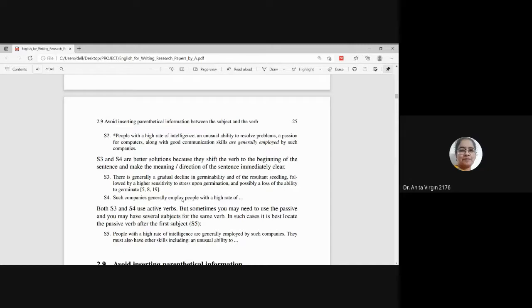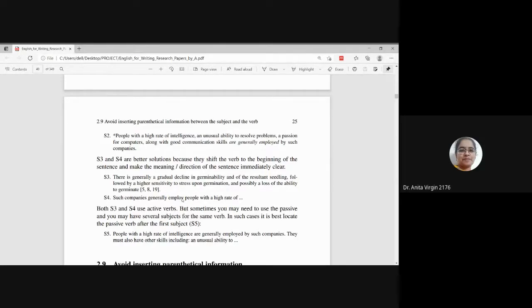Because or else you have to just wait for the action till the end. You don't know what they are really trying to say. So the sentence is very lengthy also. So what happens is you have to wait till the end. So instead you can just bring the subject and verb closer so that it will be more meaningful. Okay.